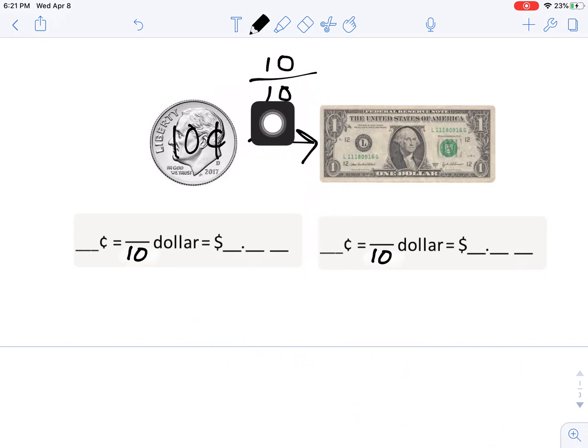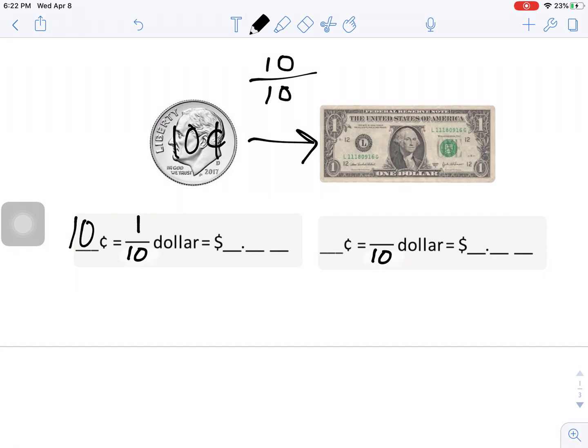So since it takes 10 dimes to equal $1, we could call them tenths. This is the coin we would use on a place value chart to represent the tenths place, because we would need 10 of these dimes to make $1, or 10 tenths to make a whole. If I wanted to think about 10 cents as a decimal, I would say 10 cents is 1 dime. So 10 cents would be 1/10 of $1.